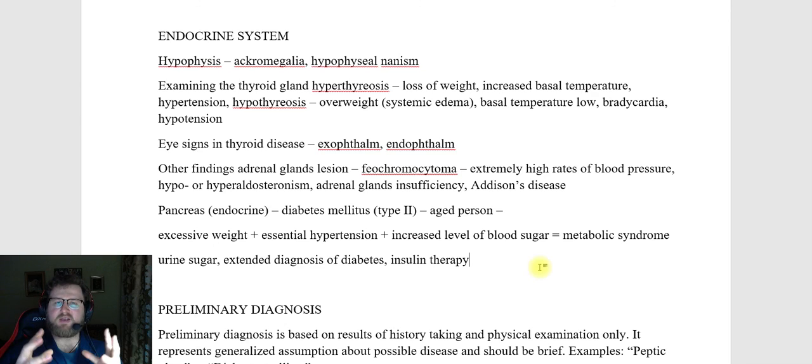For example, the patient shows no clinical signs of thyroid pathology, no clinical signs of adrenal gland pathology, he doesn't have signs of metabolic syndrome, and due to the normal level of his blood sugar, he doesn't have diabetes mellitus. That's all. Now we proceed to the final part of our two parts of case history, which is preliminary diagnosis.